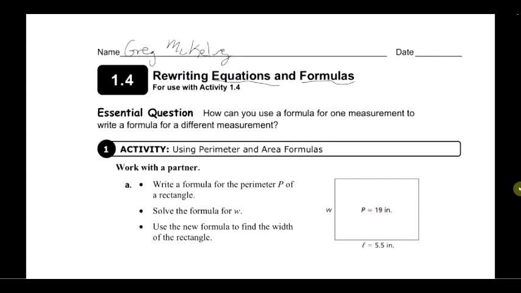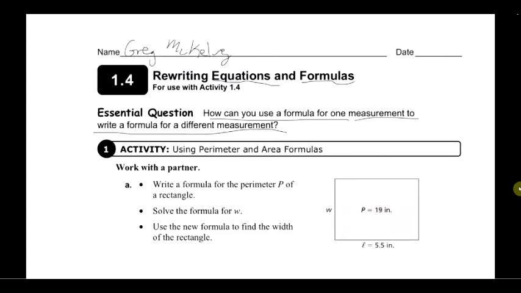Our central question, if you guys would underline this, is how can you use a formula for one measurement to write a formula for a different measurement? What this means is we're going to be using one formula but rewriting it, solving for a different variable. So it'll be essentially the same formula but serving a different purpose.